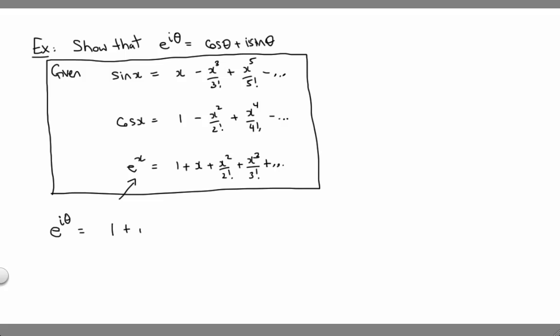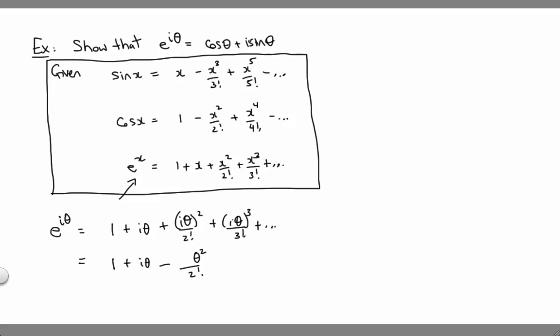So we would have 1 plus i theta all squared over 2 factorial plus i theta all cubed over 3 factorial plus ... Beautiful. Okay, now we're going to use our ideas about powers of i. We'll see how much we absorbed from the last example. So the first two terms can just stay the same. This term here, we're going to call that i squared theta squared over 2 factorial. And that i squared, better expressed as -1. So let's just say minus theta squared over 2 factorial.